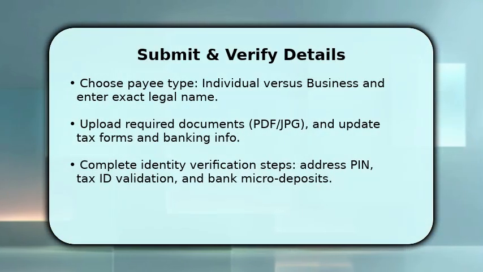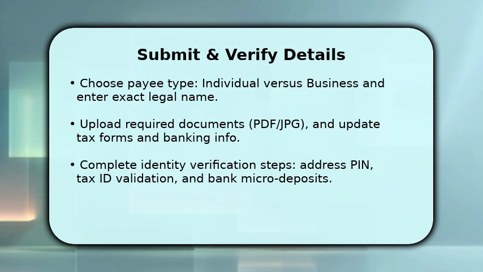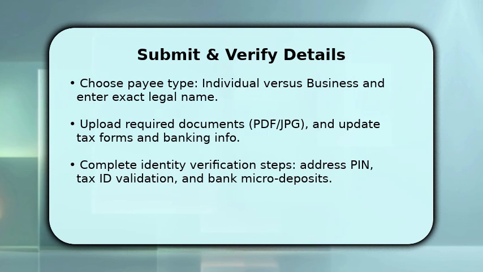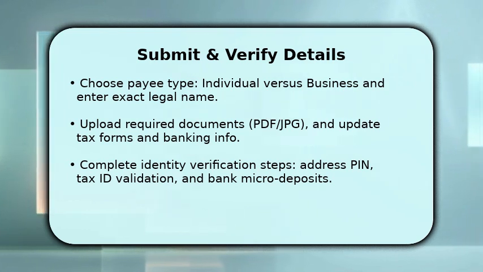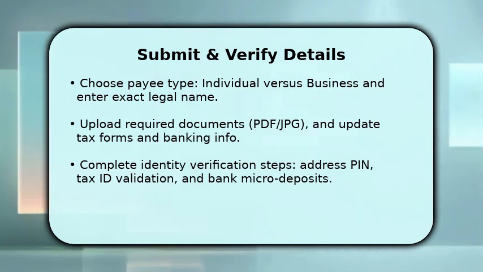Once you choose the new account type, fill the payee fields exactly as on legal documents and upload the registration and tax records. Make sure tax forms match the chosen type. For businesses, include employer or VAT numbers. Then update bank details and complete verification flows.